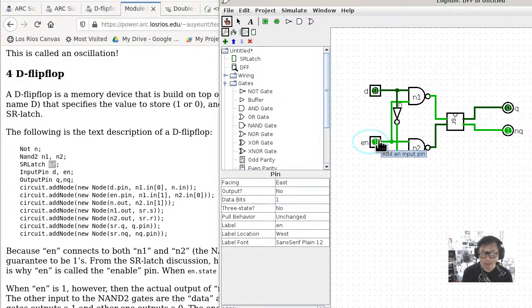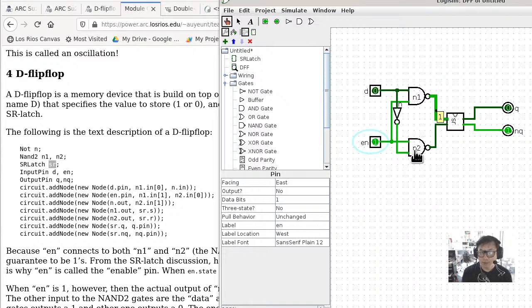So we have En being a 1, so the device is enabled, but we are changing the data bit, the input, from a 0 to a 1. Let's check out what's going to happen here. So En being a 1 means that both N1 and N2 will have one of their input pins being a 1 because those are coming from the enable pin. But if I switch D from a 0 to a 1, the first thing that's going to happen is N1 will now have both of its input pins being 1s, which means the output pin of N1 is going to be a 0. It is telling the SR latch to set its output.